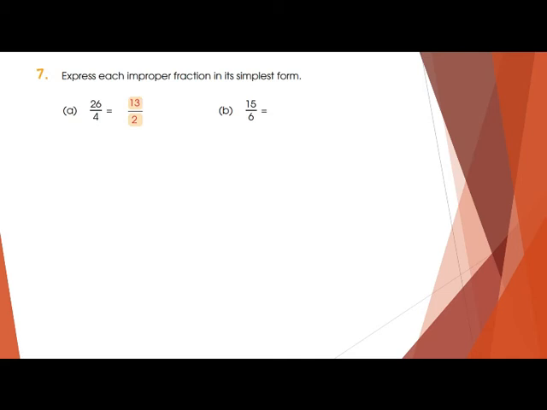Similarly, in the B part, we have 15 upon 6. What will it be? You have to read the table of 3. In the table of 3 you will get 6 and 15. That's why we are writing 5 upon 2.